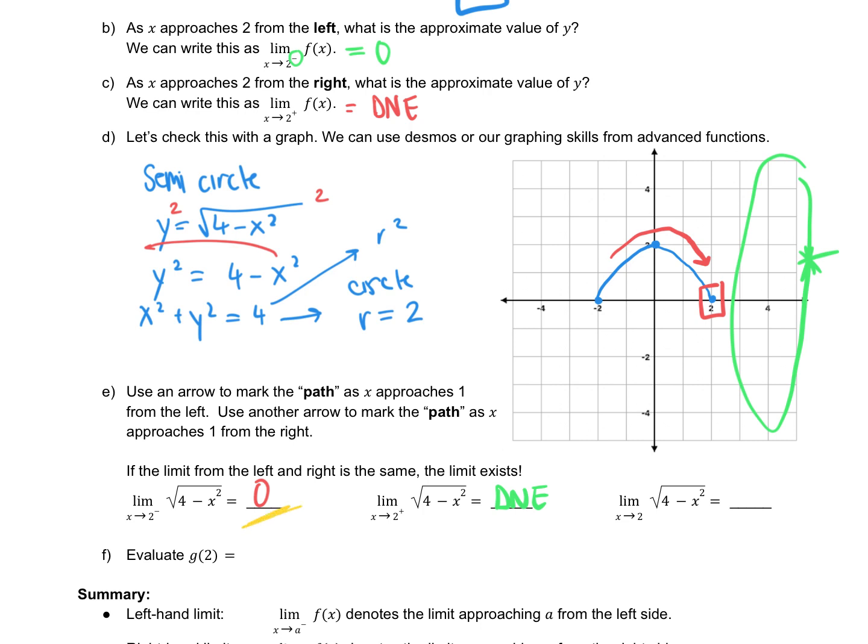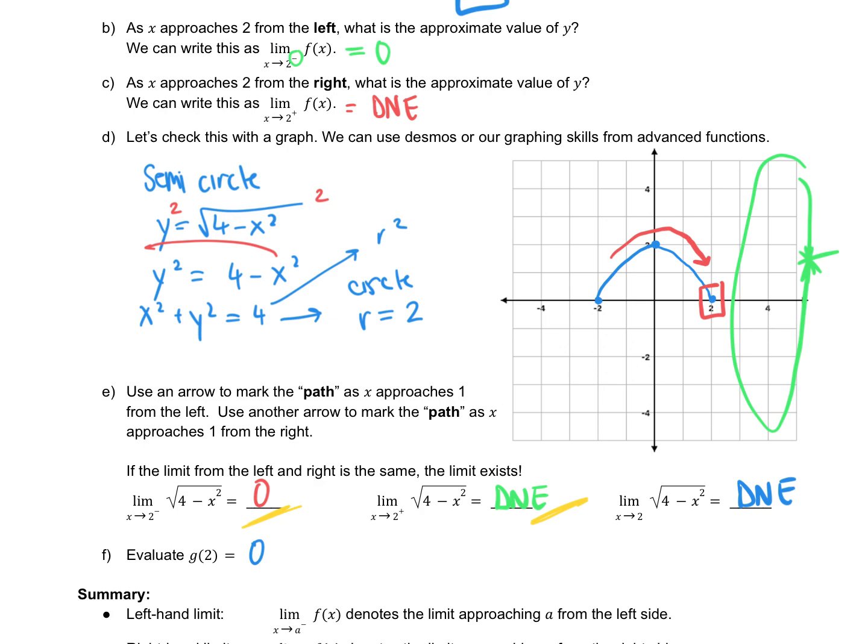And because we have this contradiction here, from the left it's 0, from the right it does not exist, the overall limit as x approaches 2 of this function does not exist. Now, if I were to actually evaluate g at 2, I get 0. There is an actual point there, but the limit does not exist.